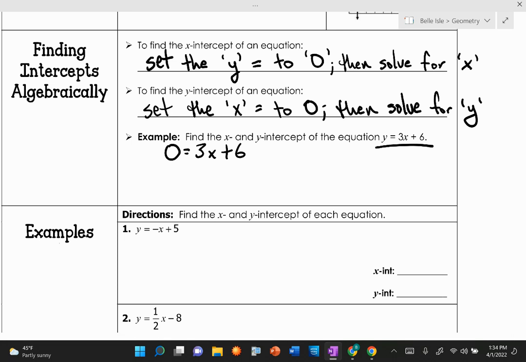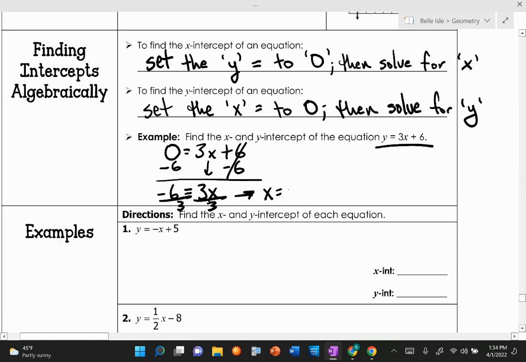Now it's one of your two-step equations. So we're going to get stuff away from the variable. I'm going to subtract 6 from both sides. The 6's cancel out. Bring the 3x down. It's going to be negative 6 equals 3x. What do I do after that? Divide both sides by 3. That's going to give us x equals negative 2. So that is your x-intercept. I'll show you how to write it in just a second.